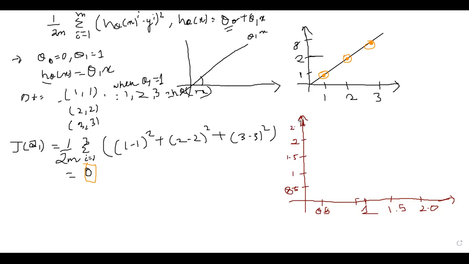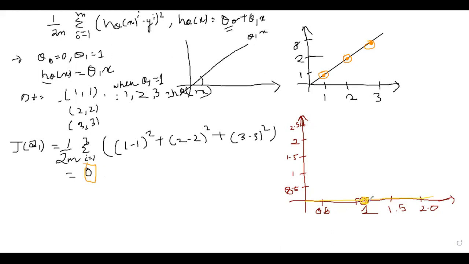Now tell me, when my theta 0 equals 0 and theta 1 equals 1, that means what? When my theta 1 equals 1, this point, it is passing through my origin, yes or no? So I will mark it here. It is passing through my origin. This is my cost function.